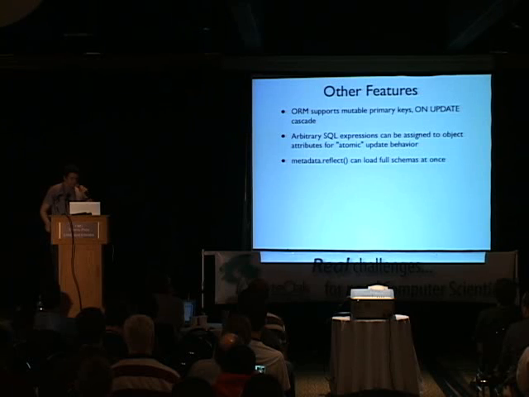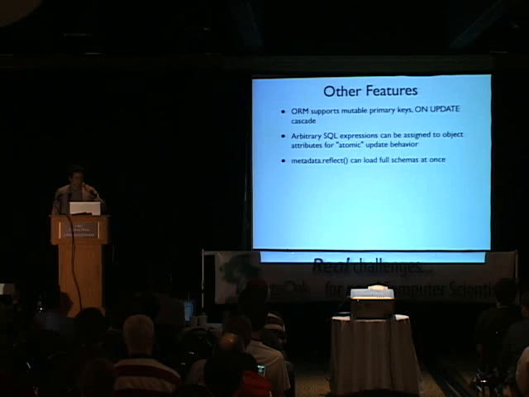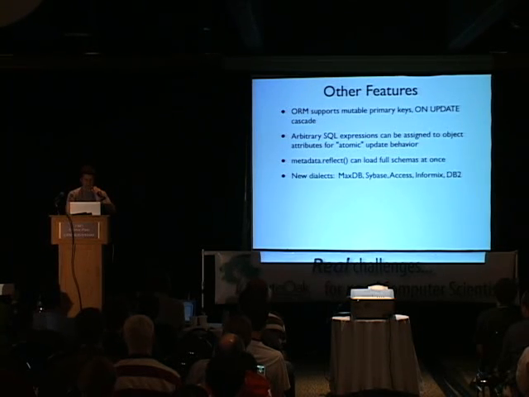Metadata reflect can load full schemas at once. We've always been able to say table autoload equals true. It'll go into the database and find all the columns and give you a table object with all of those columns represented, which you can then map. Metadata reflect will search the schema level tables to find the names of all the tables and then give you table objects for all of them. It's really handy to write a script to just drop a whole database. You can just say reflect all the tables and then drop all the tables in order, since we also know how to drop tables in the order of their dependencies.